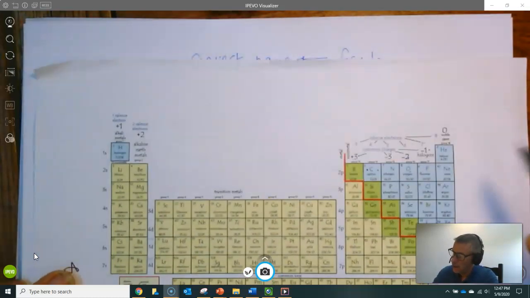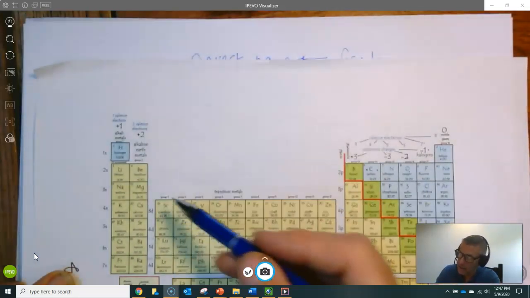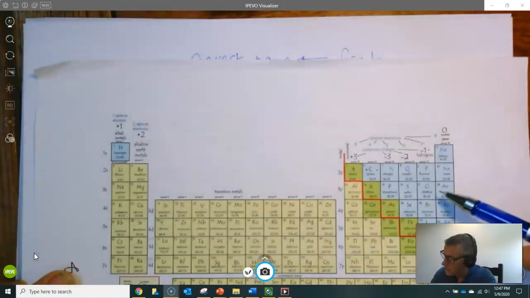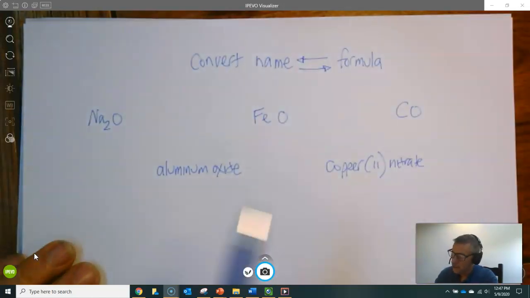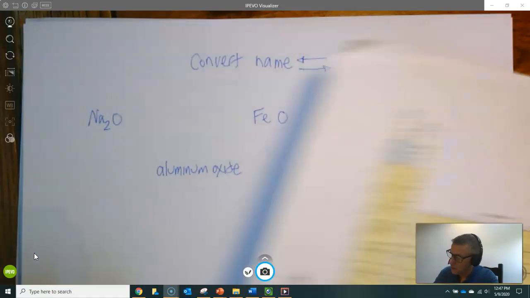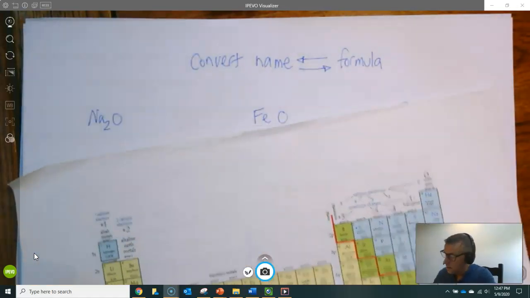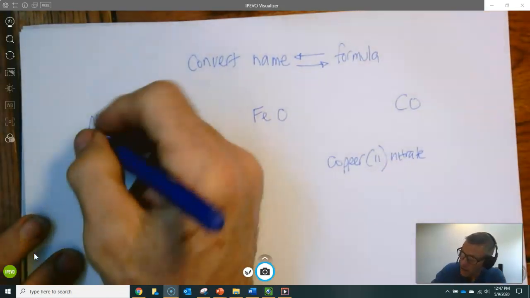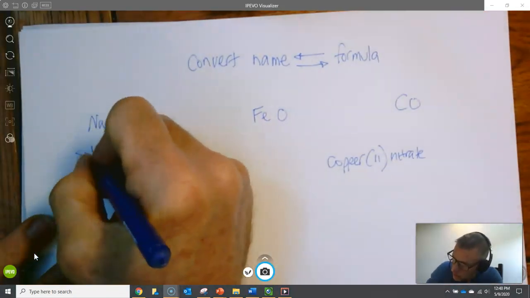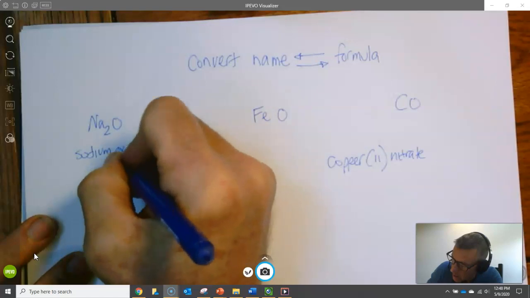In turn, you can tell that from the staircase. To the left of the staircase, we've got the metals, and over here we've got the nonmetals. This is clearly a salt. Sodium is over here. Oxide is right here. So we're going to call that not disodium oxide, just plain old sodium oxide.